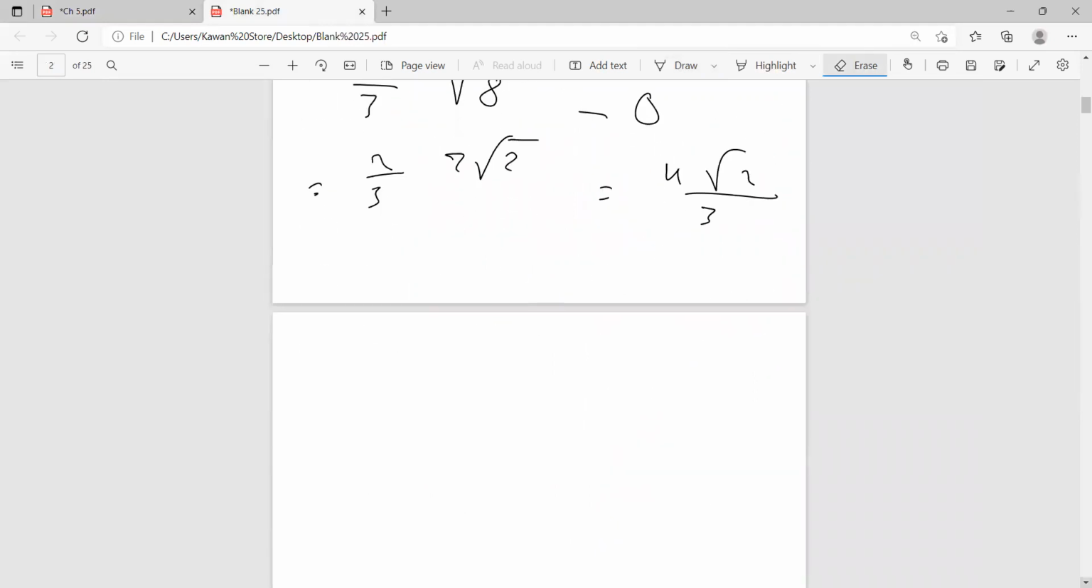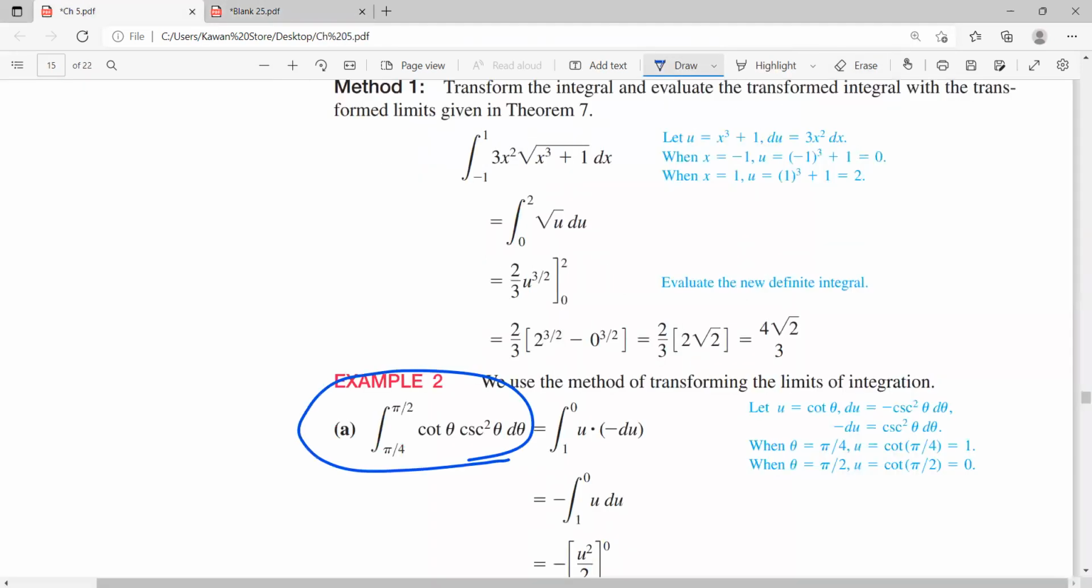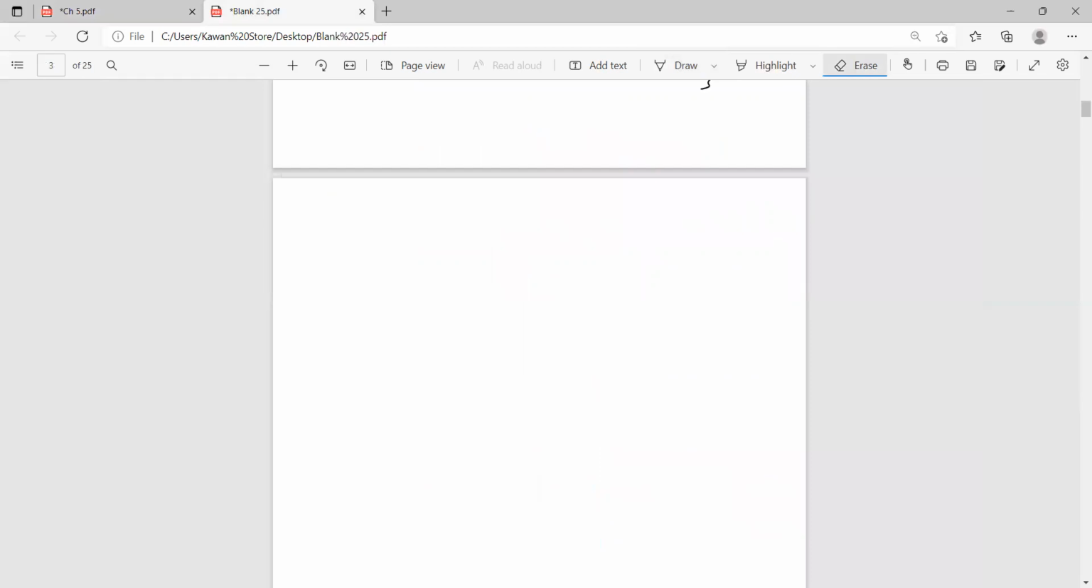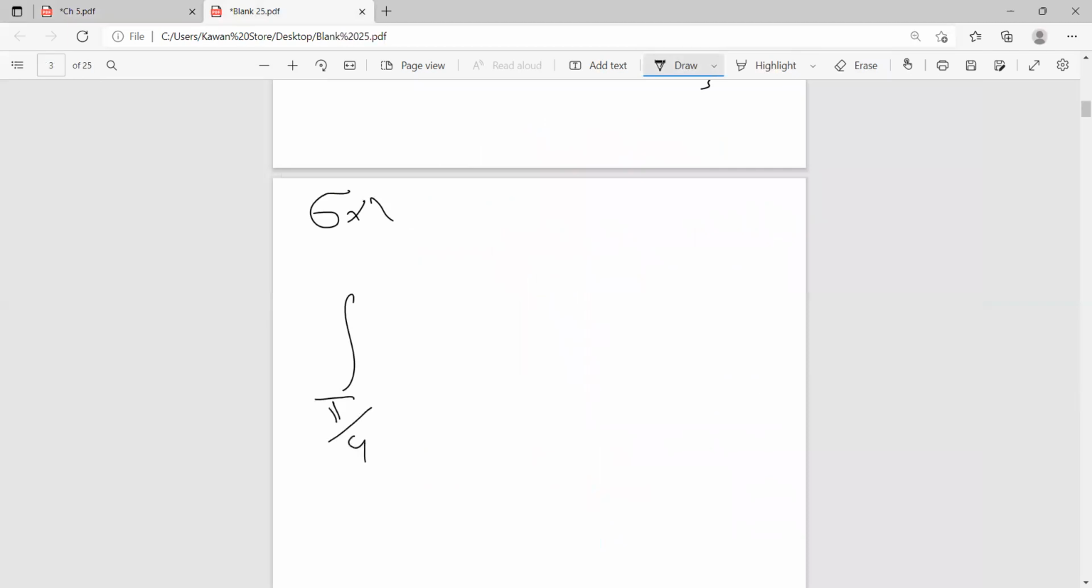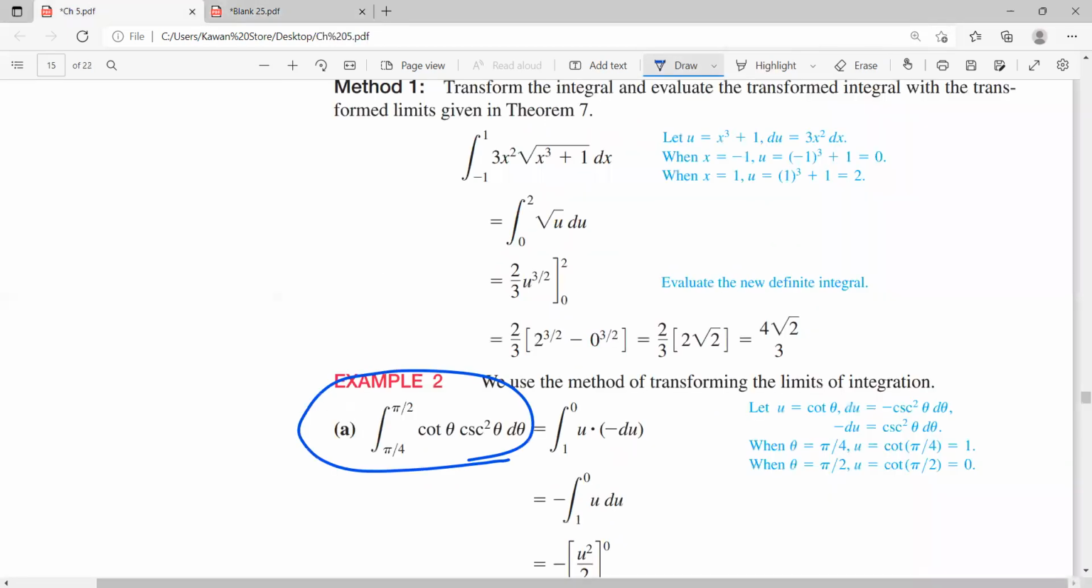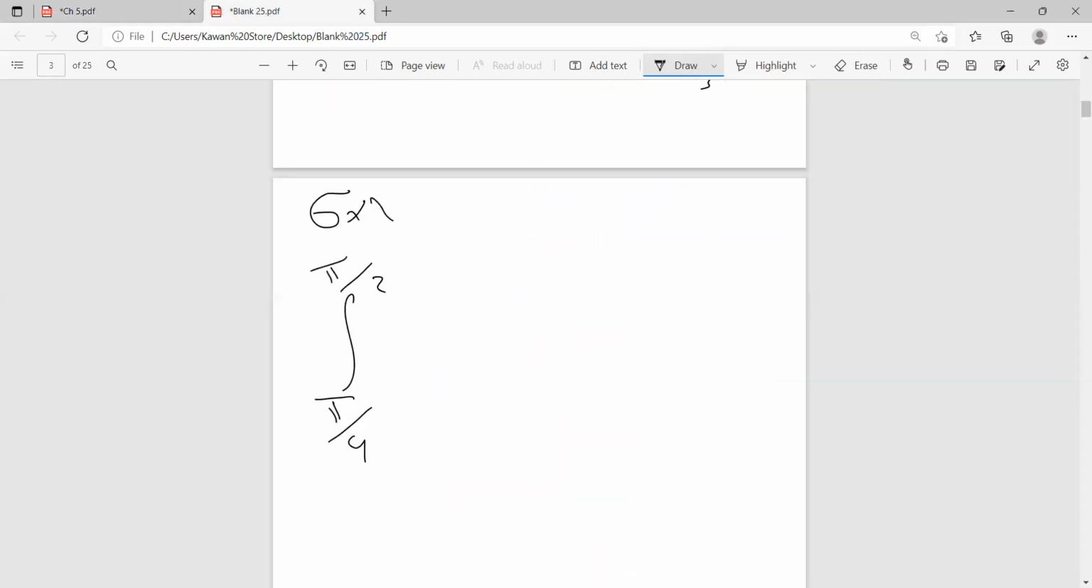So I'm going to write here, example 2. You say it was pi over 4, pi over 2, pi over 2. Okay, the function is what? Cotangent theta cosecant square of theta d theta. So how do we solve that one? I gave you one page, right? That contained everything. So now how do we solve this example?